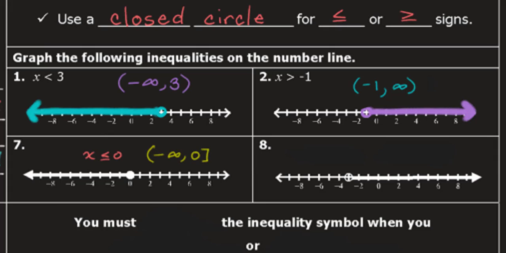And number 8. Here we have negative 3, and we have an open circle, and anything greater than negative 3. So x is greater than negative 3. The least value on the graph would be negative 3, parenthesis, to positive infinity, close with a parenthesis.